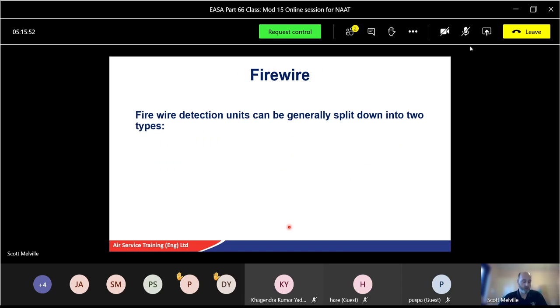Which leads us on to firewire. So what we'll do is go for another quick break in a moment, and then we'll speak about firewire. Okay, all right, folks, that's quarter past. Come back about the conductors.